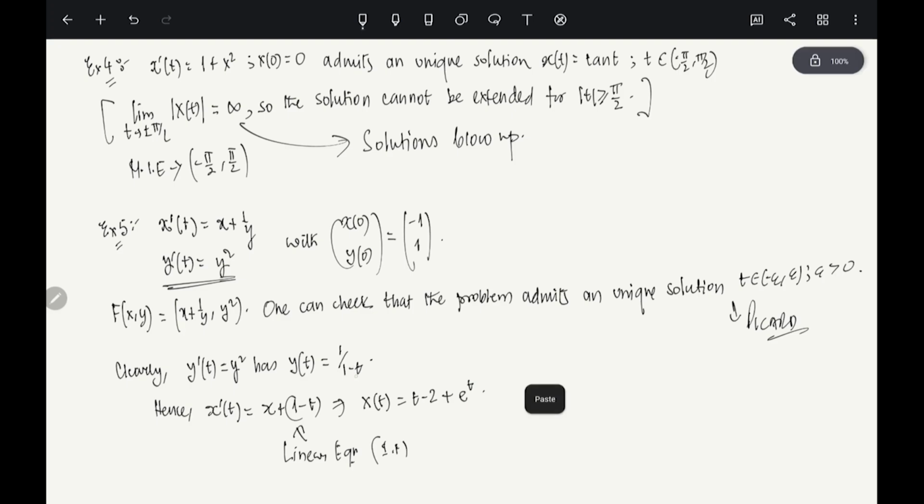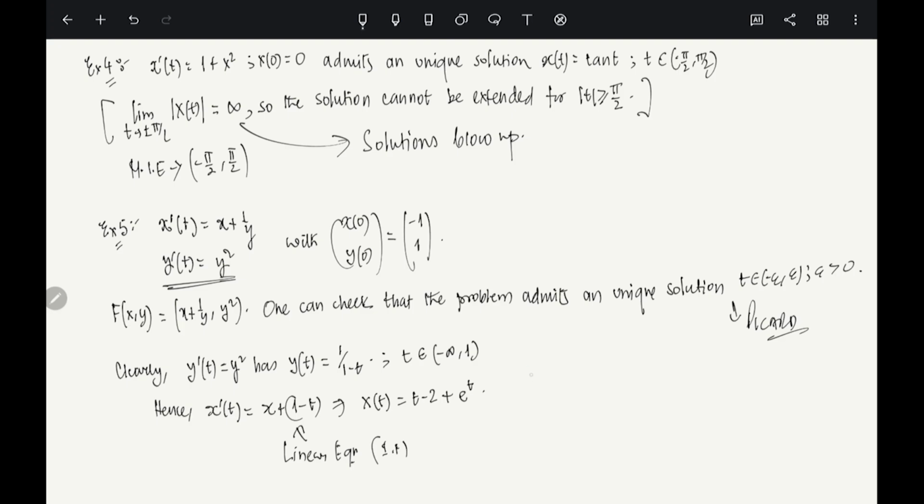Now you see, x of t looks like this, and y of t is 1 by 1 minus t. Of course, just by looking at y of t, we can say that t can only be between minus infinity and 1, right? It cannot touch 1, because once it touches 1, y of t blows up. So t between minus infinity and 1 contains the 0 where we are looking at the initial data. X is defined everywhere, but y of t is not defined at 1, so we cannot extend it for t greater than or equal to 1.